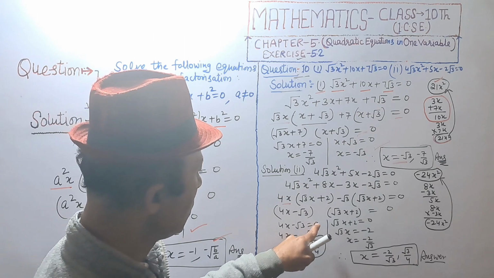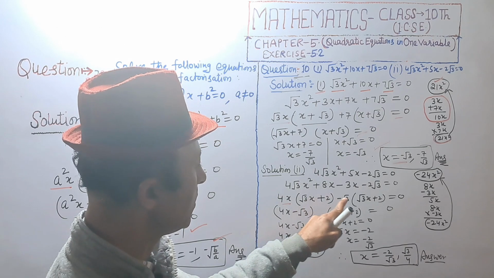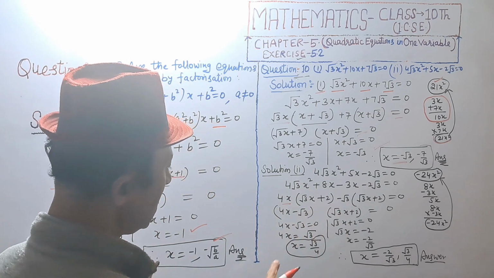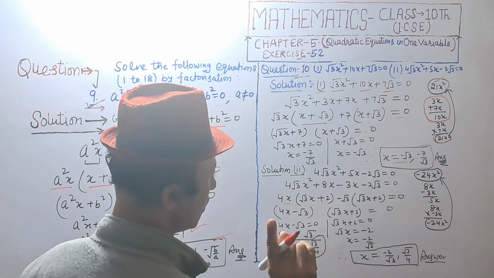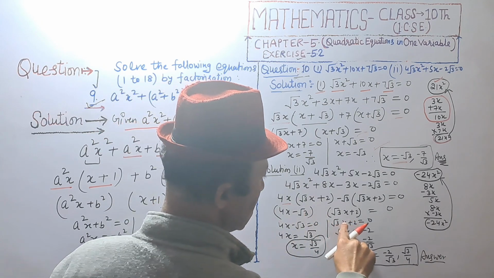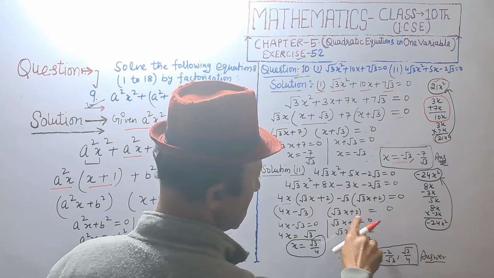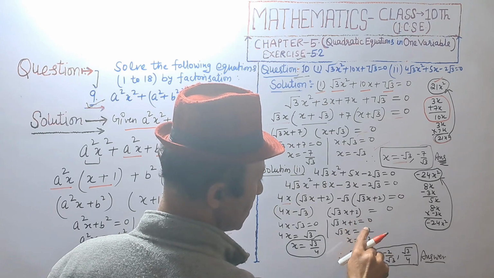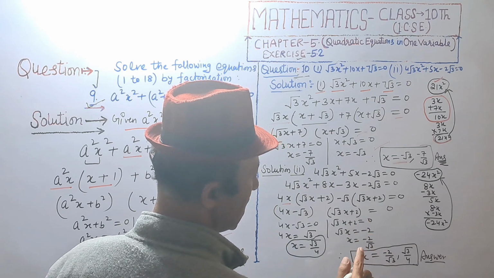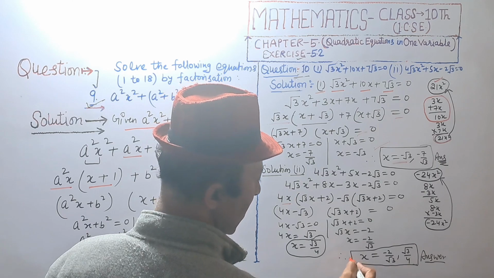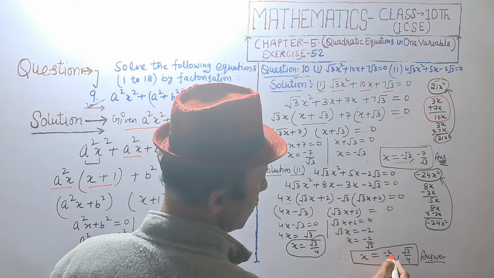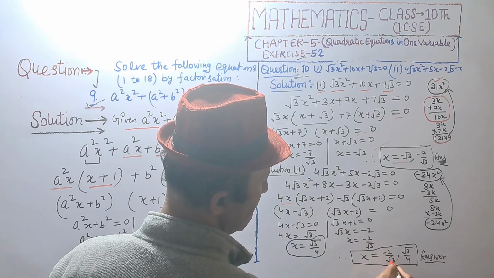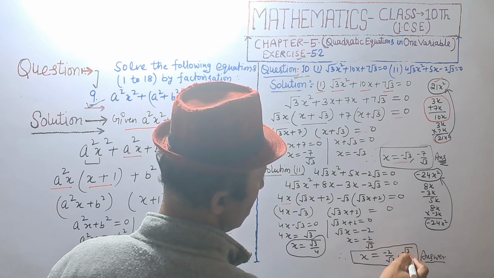4x minus root 3 equal to 0 means 4x equal to, shifting to the right side it will be positive, and the value of x we get is root 3 upon 4. And root 3x plus 2 equal to 0, this will be negative, and the value of x we get is minus 2 upon root 3. The value of x is equal to minus 2 upon root 3 comma root 3 upon 4.